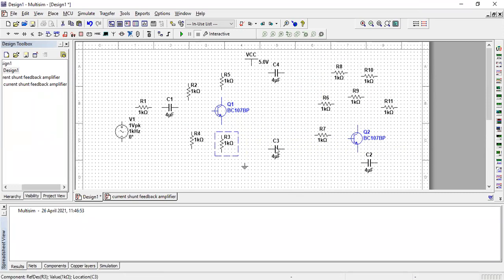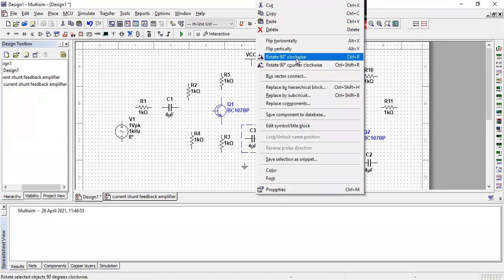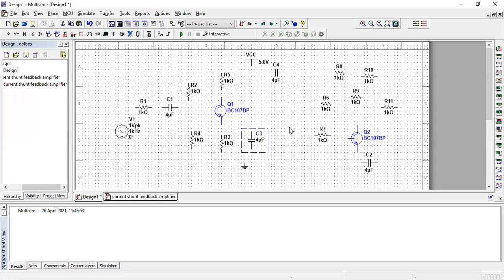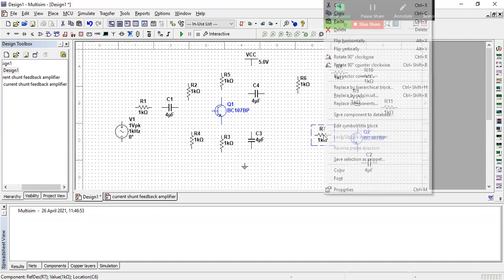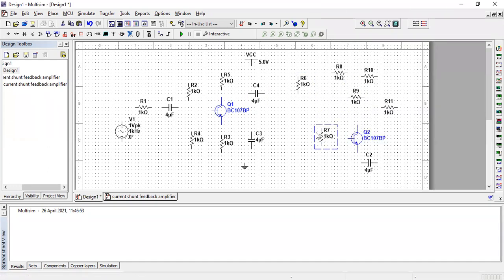I need a capacitor here, an emitter bypass capacitor that should be placed in a proper manner. So 90 degrees clockwise, I'll keep the capacitor. Now, coming to the second stage, one capacitor is required because you have to do RC coupling. And again, for the second stage, two resistors are placed vertically. So one resistor I am placing and another resistor I am placing here.